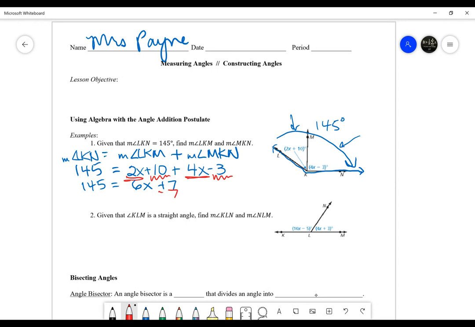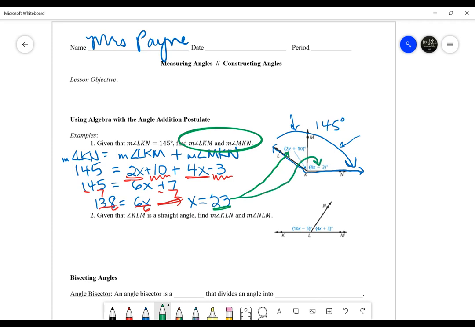I'm going to take away 7 from both sides. I'm going to get 6x equals 138. Now x is multiplied by 6, so I have to divide both sides by 6. And I'm going to get x equals, I believe that is 23. Now, even though I got x equals 23, I haven't answered the question, because remember, the question says we have to find the angles. So you still have another step. You have to take this 23 and plug it in there and there to get the angles.